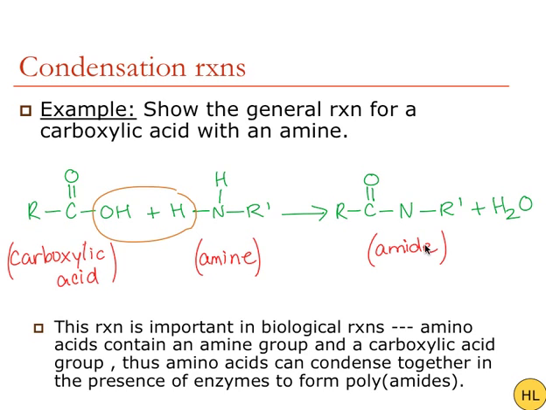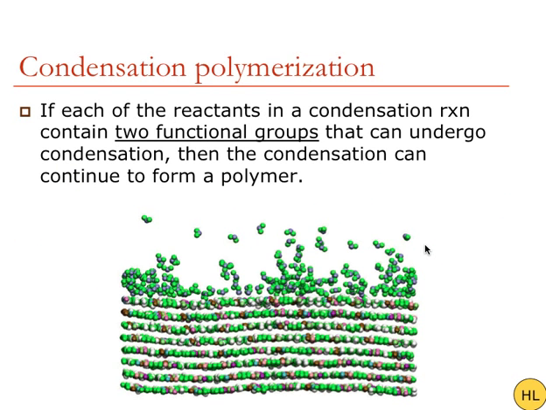Condensation polymerization. If you have two reactants in a condensation reaction that have two functional groups that can undergo condensation, you can form a long chain because they can attach to another organic on either side. So you can get these long chains of polymers. And that's where you get things like proteins from the polypeptides.